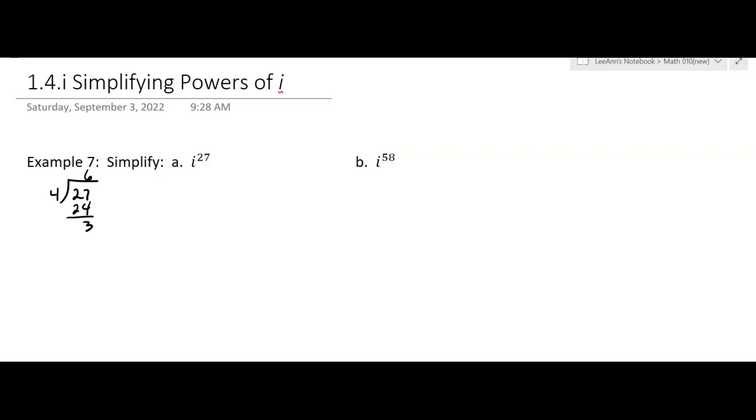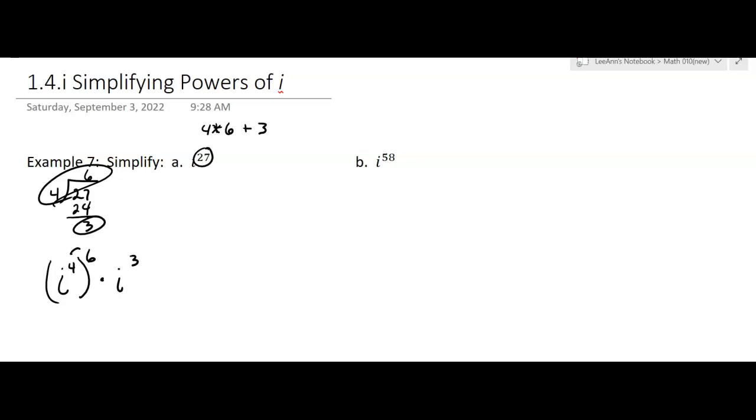What we have then is we have this 27 is 4 times 6 plus 3. So it's 4 times 6 plus the 3. Okay. So what I have is I have i to the 4th, but I have 6 of them. That's the 24. And then times i cubed, and that's the 3.